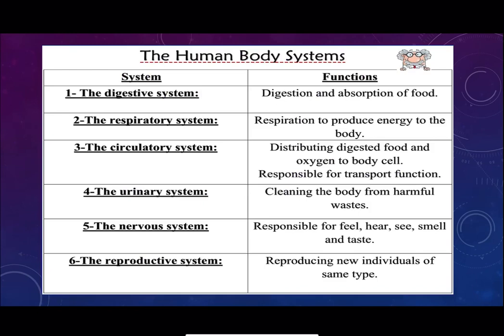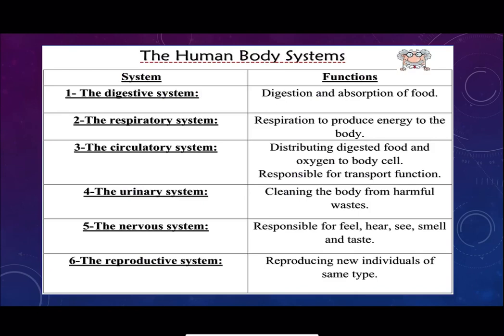Okay? The circulatory system, it's responsible for the transport function. What's the meaning of transport? To deliver something from one place to another. So the circulatory system is responsible for the transport function, which is to transport or deliver or distribute the digested food and oxygen to all the body cells. The urinary system is responsible for cleaning the body from harmful wastes.